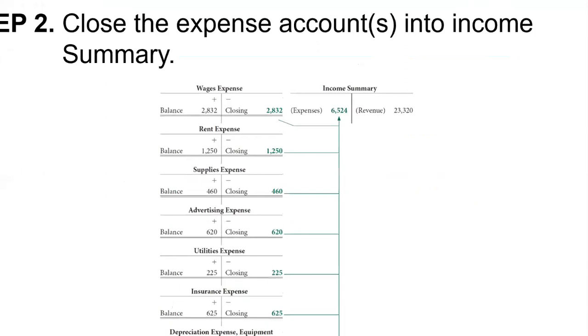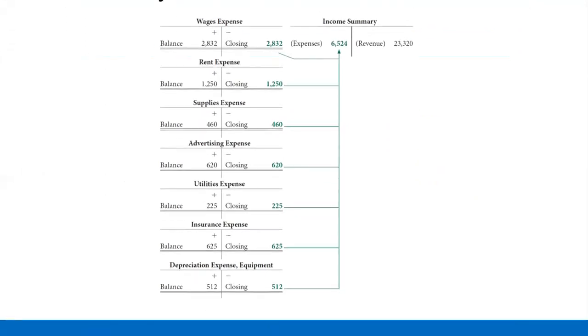All right, this one, I'm going to try to blow this up a little bit because it's a little bit hard to see. But with our expenses, again, expenses have a normal debit balance. So to close them out or to zero them out, we're going to credit all these expenses. Once we credit the expenses, then it's a zero balance, and we're debiting income summary for the total amount.